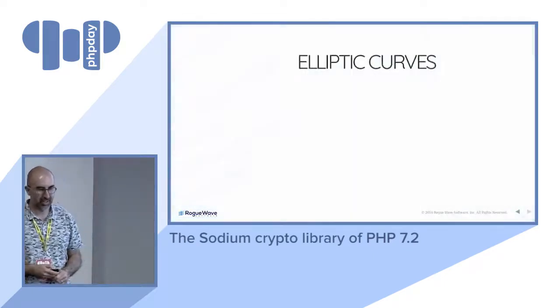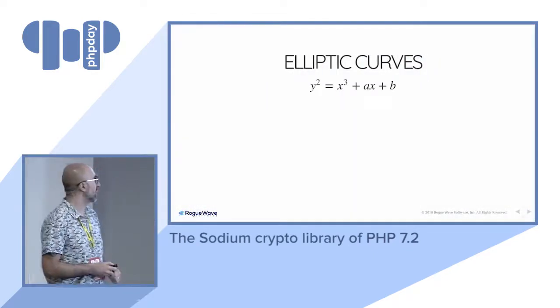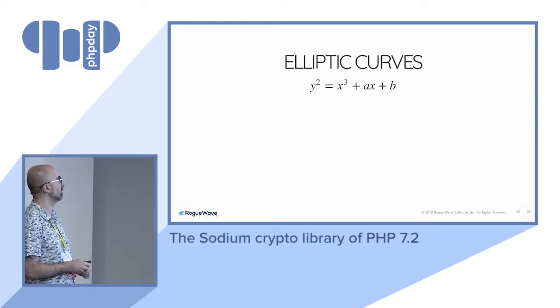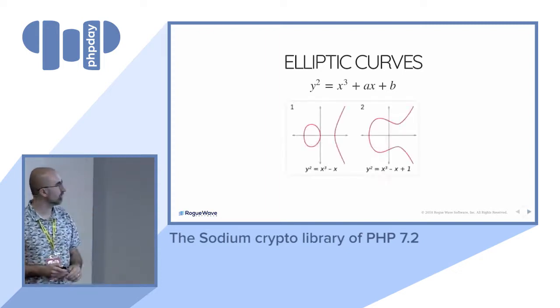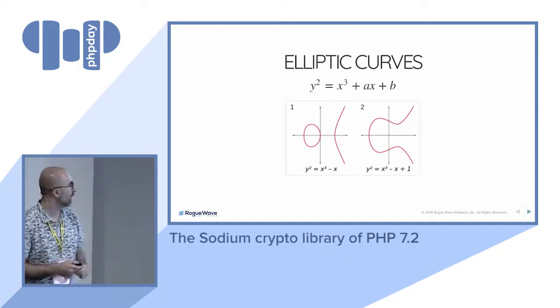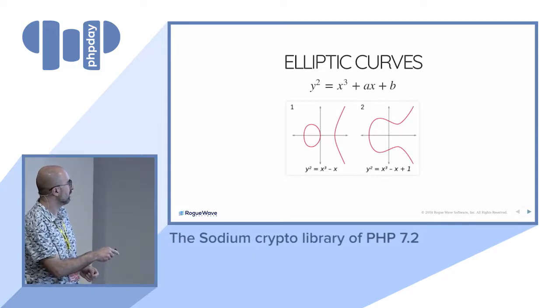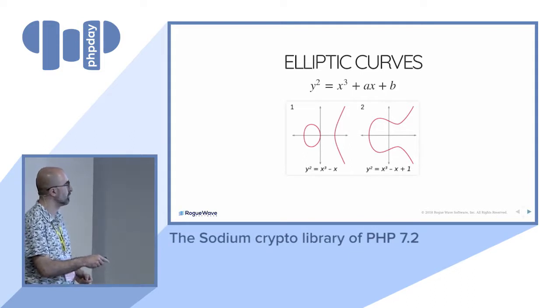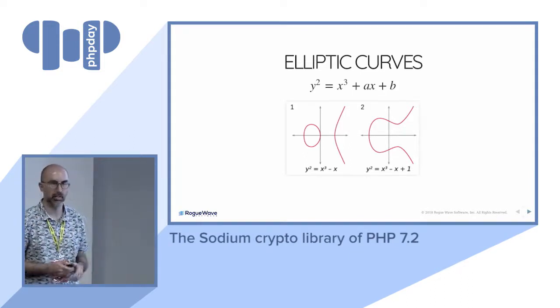Elliptic curves are basically a kind of equation like that. You have two parameters, a and b, and two variables, x and y. If you draw this equation on a plane, you will have something like this. Here is an example where a is -1 and b is 0, the first example. In the second example, a is -1 and b is 1. So according to these parameters, you have different behavior, different shapes.